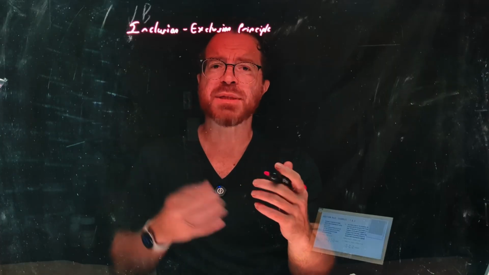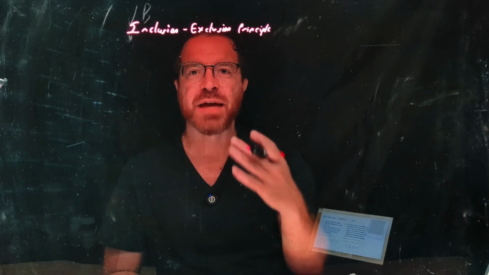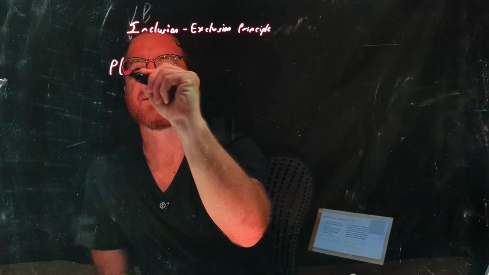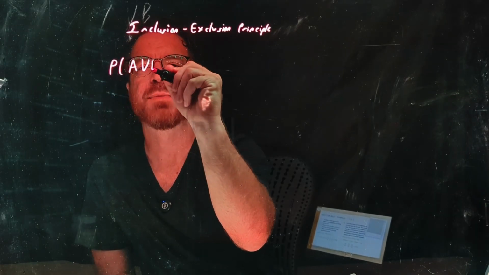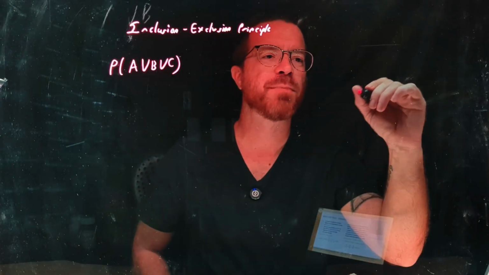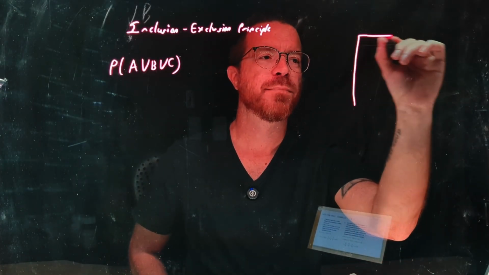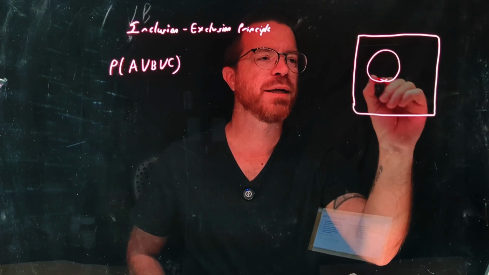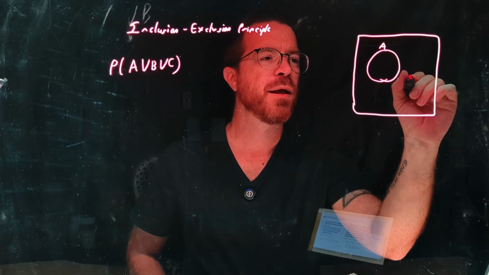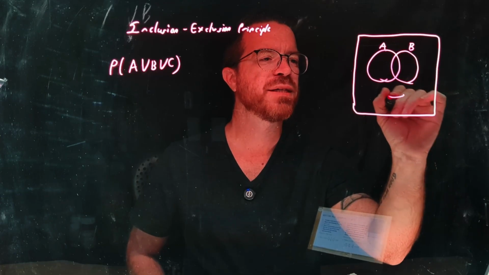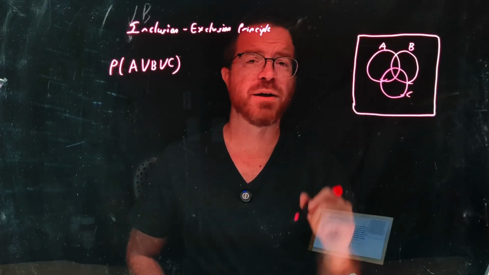So we looked at the simplest case when we had the probability of A or B. But what about if we wanted to know about the probability of A or B or C? Again, I'm going to start by drawing a Venn diagram. In this Venn diagram, we have A right here, we have B right here, and we have C right here.